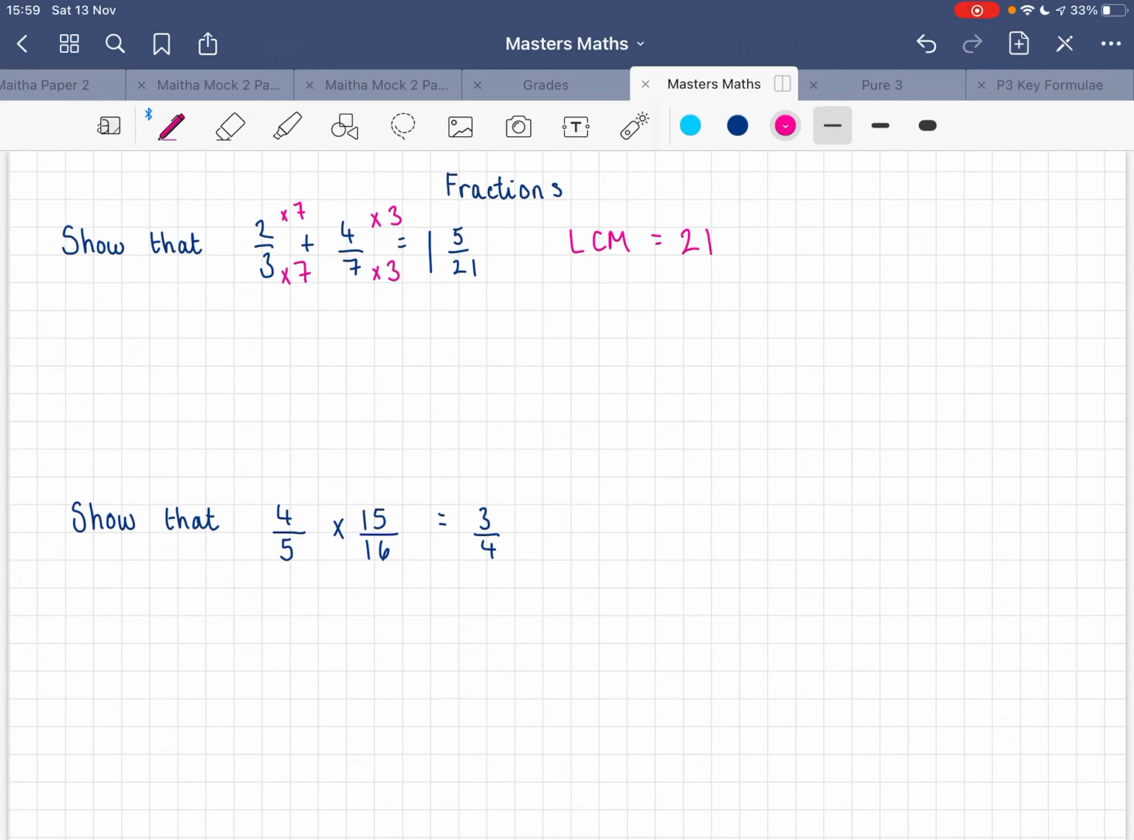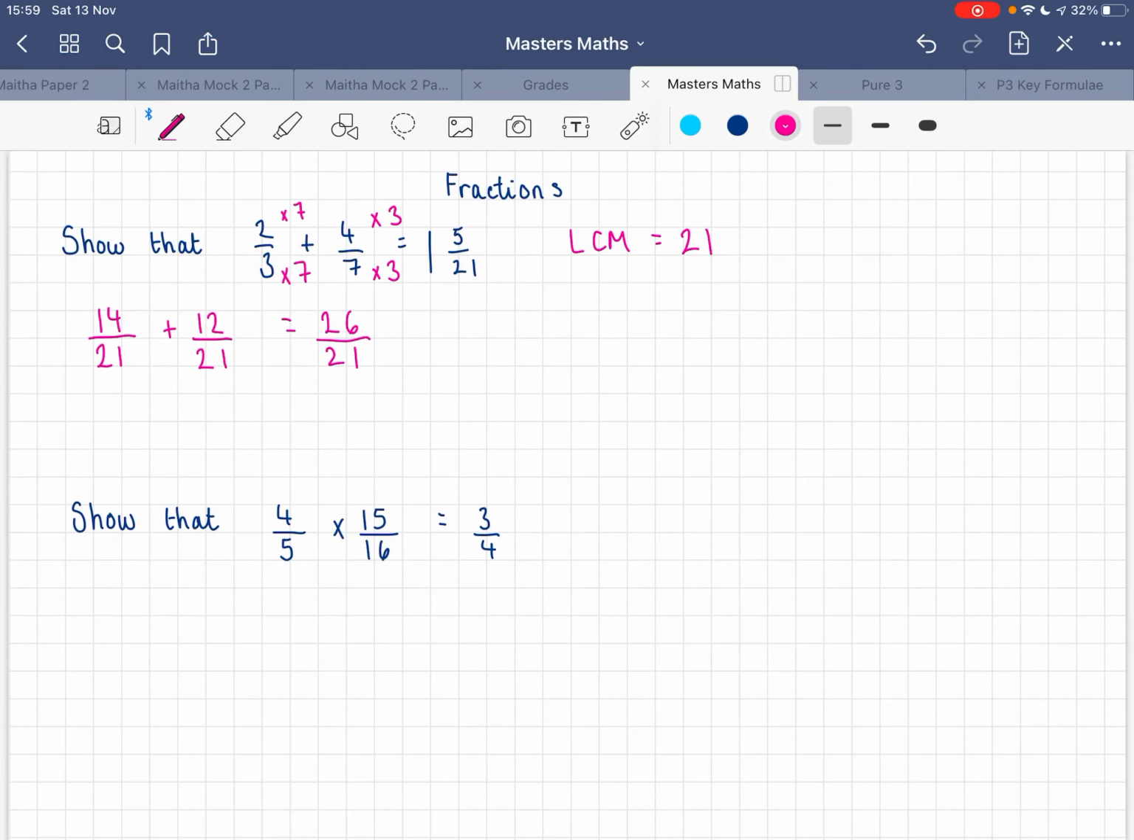So 2 times 7 gives us 14. 3 times 7 is 21, which was the point. And then 4 times 3 on the second fraction is 12. 7 times 3 is 21. Now we can add them up, remembering that the denominator stays the same. So I've got 14 add 12 gives me 26 over 21.